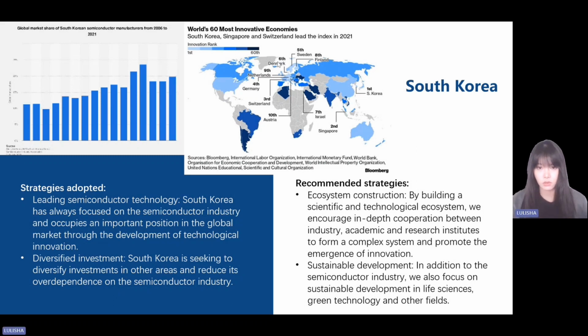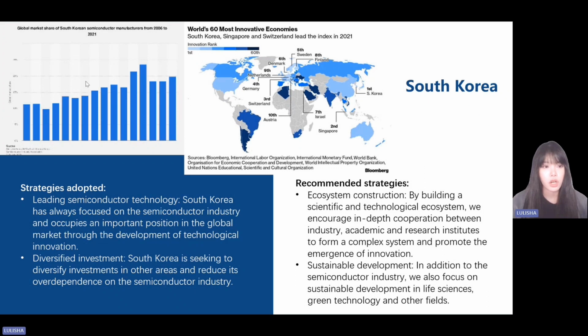And the recommended strategies is ecosystem construction. By building a scientific and technological ecosystem, we encourage in-depth cooperation between industry, academic, and research institutes to form a complex system and promote the emergence of innovation. Sustainable development. In addition to the semiconductor industry, we also focus on sustainable development in life sciences, green technology, and other fields.